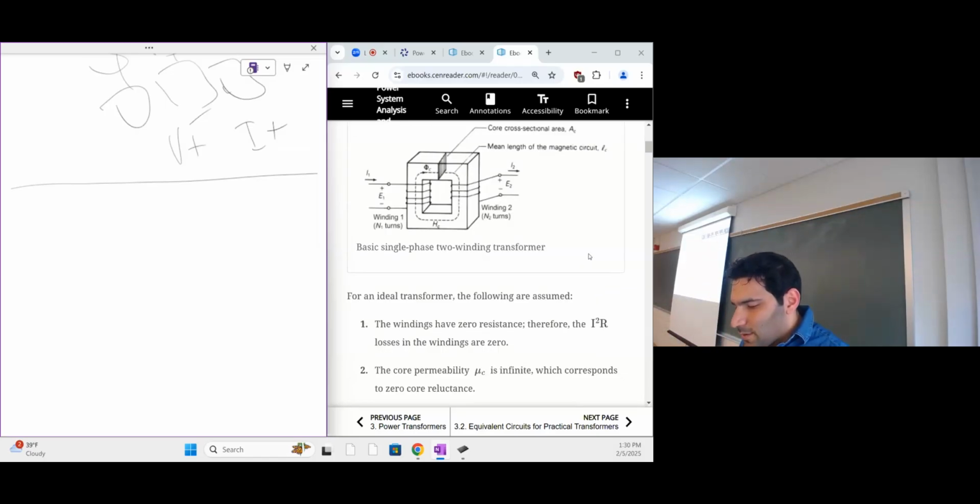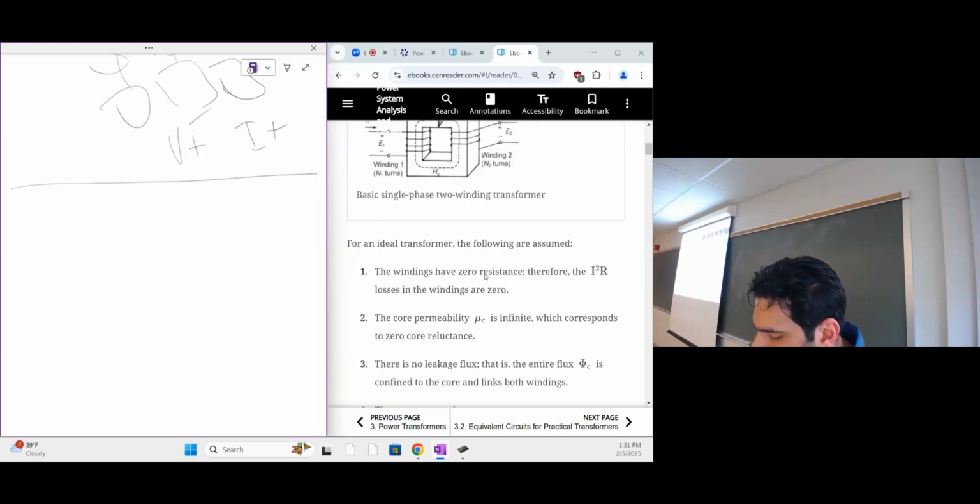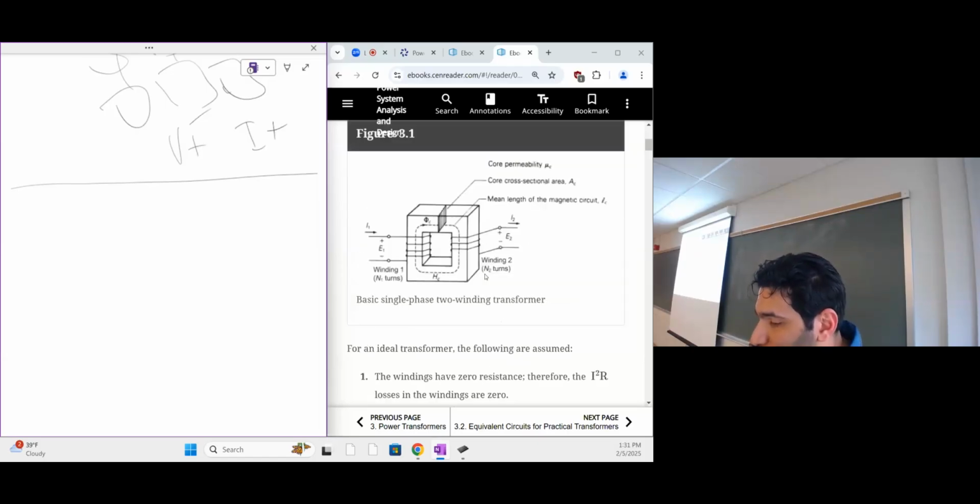So here are some characteristics of this ideal transformer. The windings have zero resistance. Those two windings are superconductive, even better than copper. No loss at all. I squared R is equal to 0. The core permeability is infinite, which corresponds to 0 core reluctance. In this core, there's also no loss. All the flux is traversing, nothing resisting the flux from going through. So it's a very good core. This is why it's called ideal, because there's no loss at all anywhere.